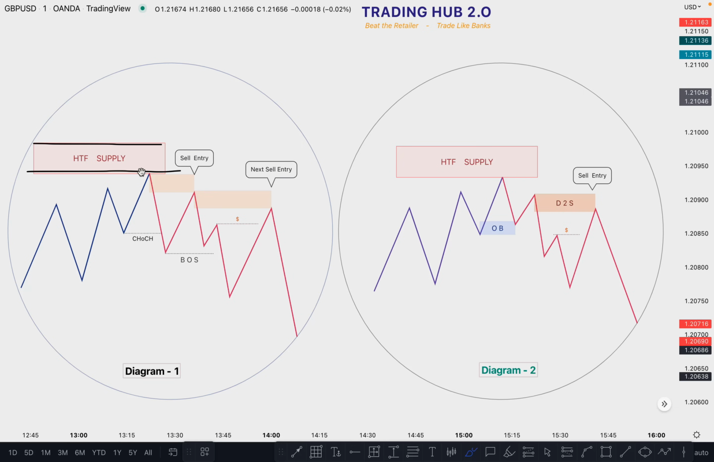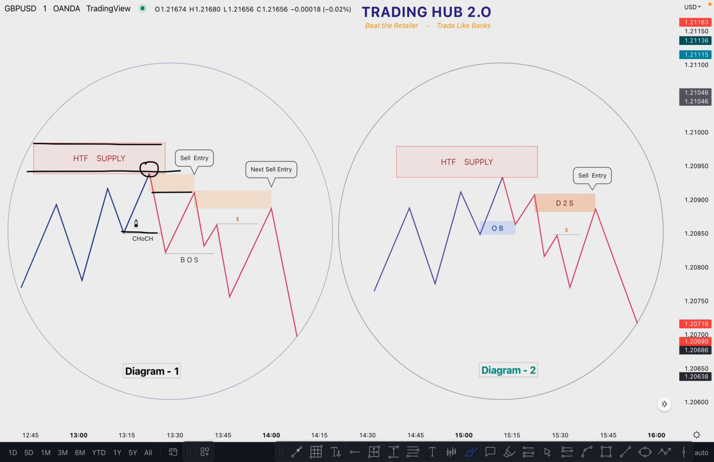The market taps on this supply zone, and then the market must break this recent structure, which one is here. So this one is our change of character. After it breaks the most recent structure, this is an indication that the market actually wants to go lower, looking for the reversal. So the market breaks this structure and we can sell on the recent demand, which one is here.